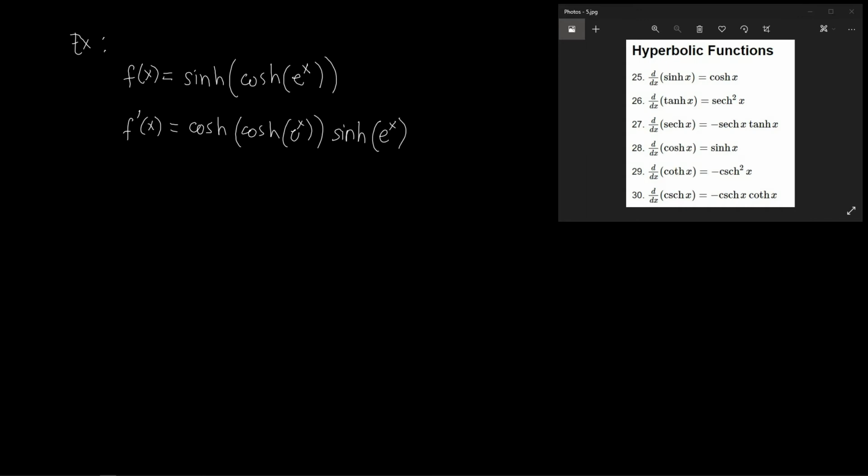Then lastly, derive the innermost. The derivative of e to the power of x is simply e to the power of x. So f prime of x is simply e to the power of x times the rest.